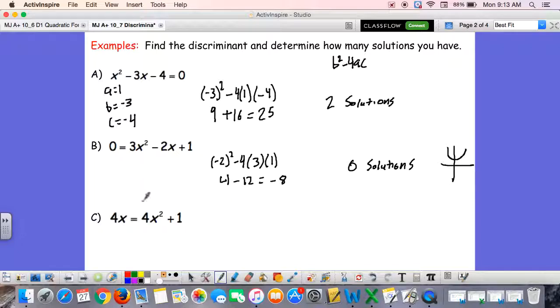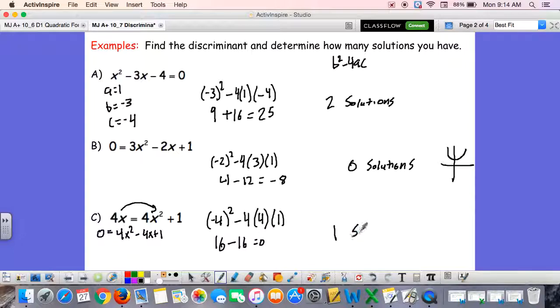Looking at number C, it's laid out a little bit differently. First, we need to get this in standard form. Set it equal to 0, so we're going to subtract 4x from both sides. So we have 4x squared minus 4x plus 1. We're just bringing that over to the other side. Now our b value is negative 4, so negative 4 squared minus 4 times 4, because a is 4, times c, which is just 1. So we have 16 minus 16, that's 0. And remember, if the discriminant is 0, we have one solution.